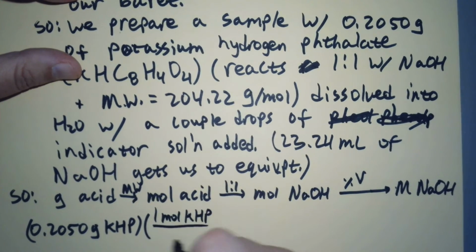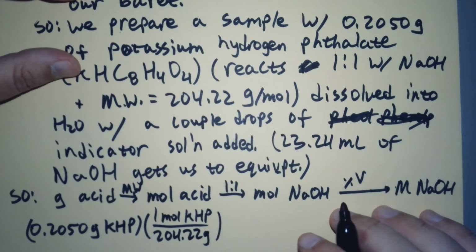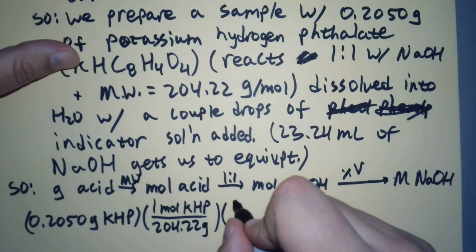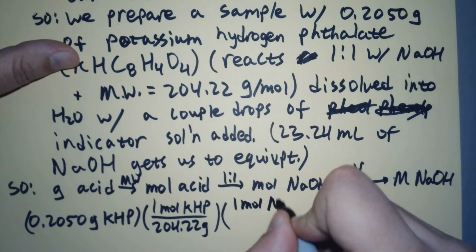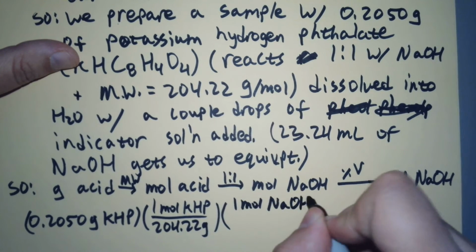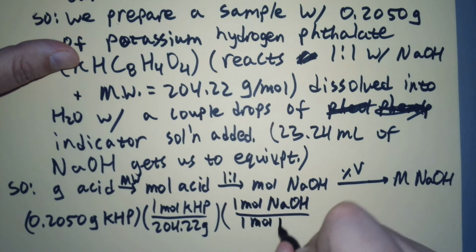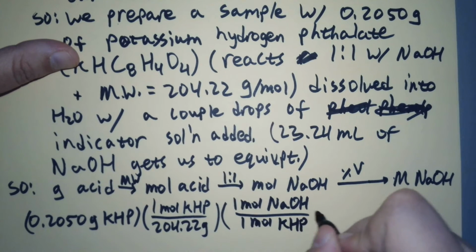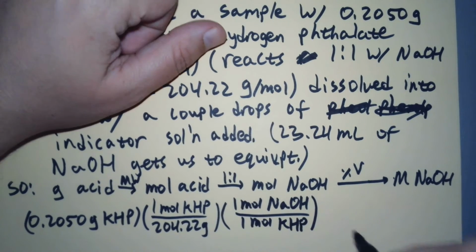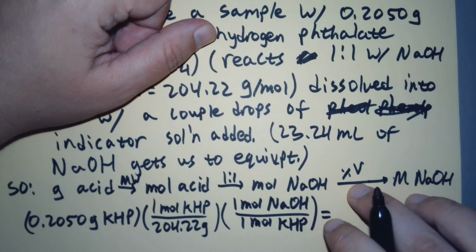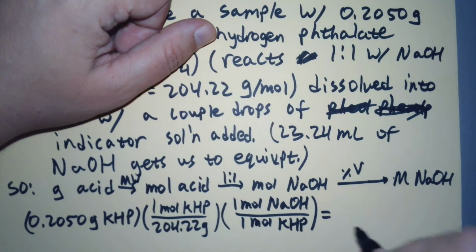KHP for every 204.22 grams. Okay. And it's a 1-to-1 reaction. Alright, so I have 1 mole NaOH for every 1 mole of KHP. Okay, and I'm going to solve it here to get my moles of NaOH, and then I'm going to divide by the volume to get my molarity.